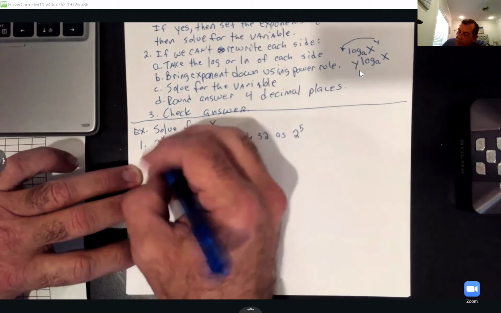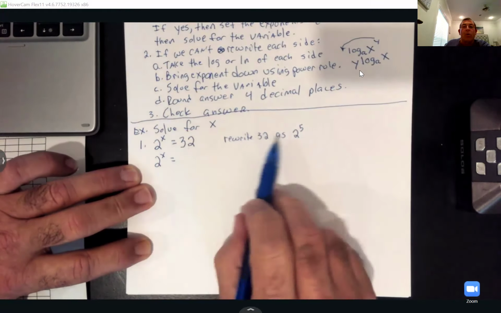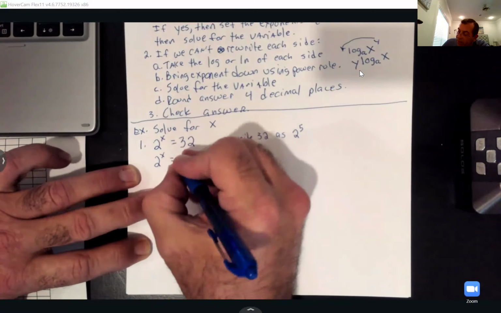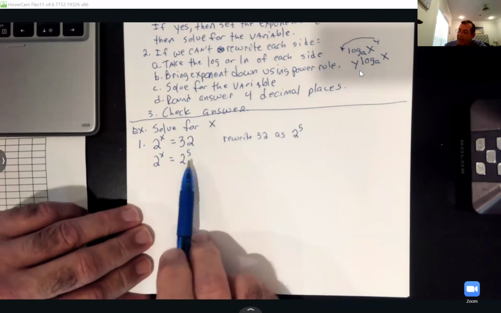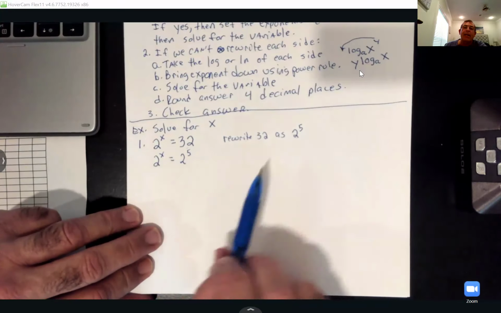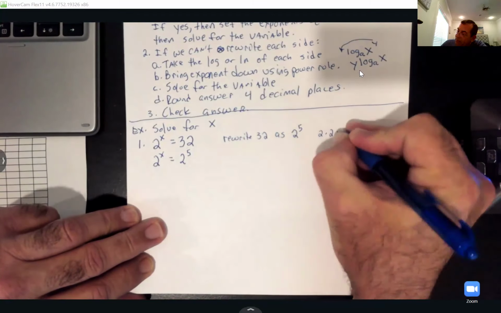So watch this. I'm going to bring down this 2 to the x. I just rewrote 32 as 2 to the 5th power. Okay, remember that exponent tells me how many times that 2 got multiplied to make that 32, right?